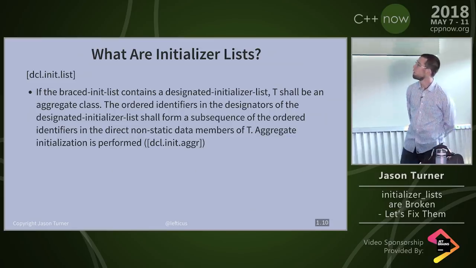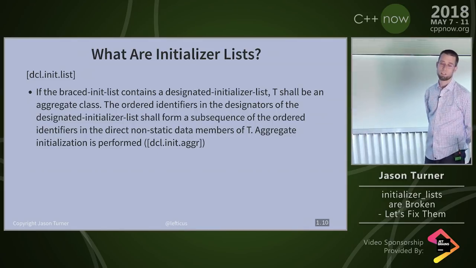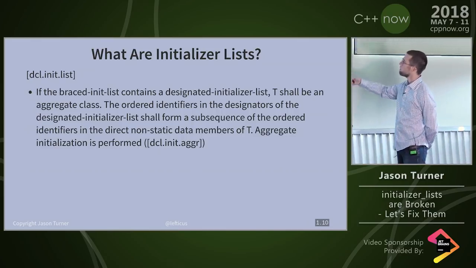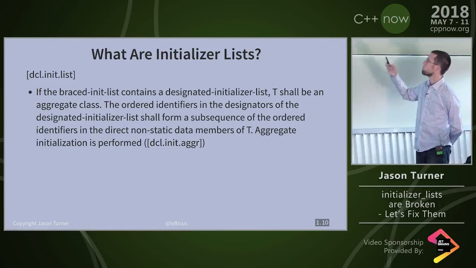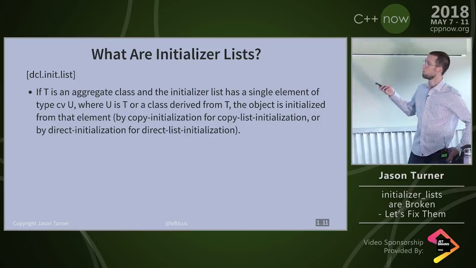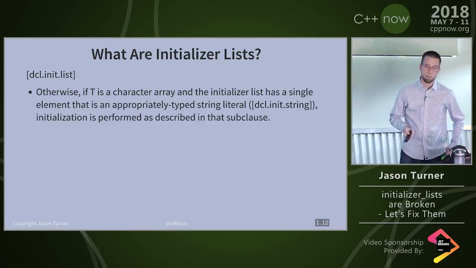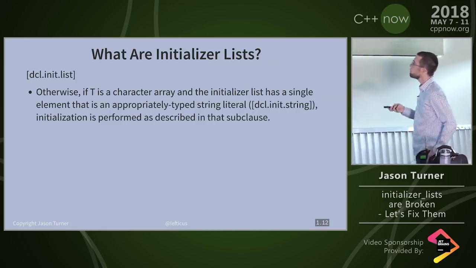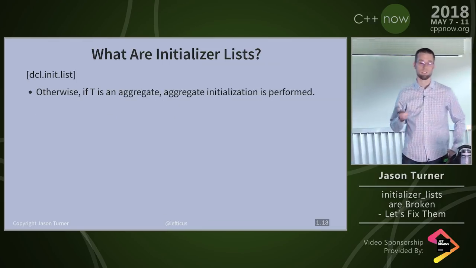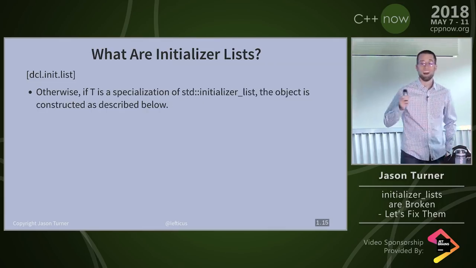So list initialization of an object or reference of type T is defined as follows. This is where it gets really fun. And I'm not going to read every word of this, I promise. If the brace-init-list contains a designated initializer list, T shall be an aggregate class. The order of identifiers in the designators of the initializer list form a subsequence of the order of identifiers. Okay. If T is an aggregate class and the initializer list has a single element of type cv U, where U is a T or a class derived from T. All right. Otherwise, if T is a character array and the initializer list is a single element, then it's a string literal. Otherwise, if T is an aggregate, aggregate initialization is performed. Otherwise, if the initializer list has no elements, it's value initialized.